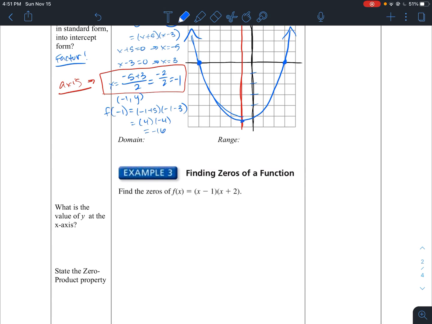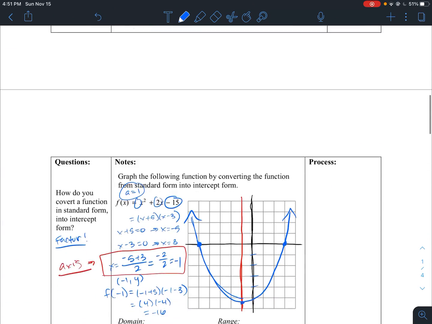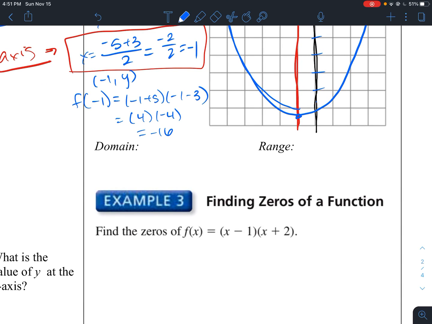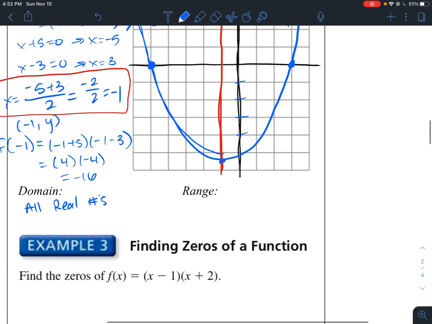Okay, let's come down here. First of all, we haven't really talked about the domain and range, but we should know how to do that. So the domain is always all real numbers. We've already talked about that before. For quadratics, it's always all real numbers. Now for the range, remember that range starts at the min or the max. Well, I guess you could say it starts at min or ends at max.